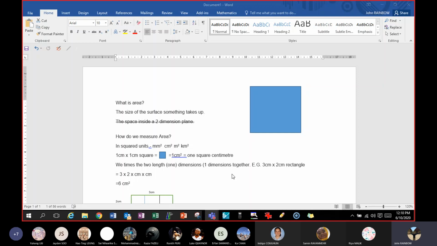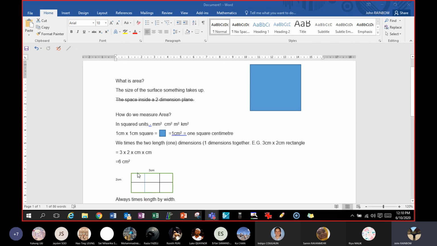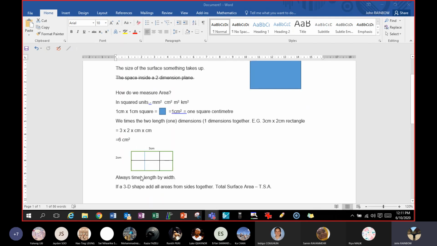So 3 centimeters by 2 centimeters. 3 by 2 will give you 6. And centimeter by centimeter will give you squared. So square centimeters. So that would actually look like this, where you've got 6 square centimeters. That's 1, 2, 3, 4, 5, 6 in there, and they're all 1 by 1. I know that's not square, but it should be. We always find that by timesing length by width, everything comes back to a rectangle. All the formulas have done that.